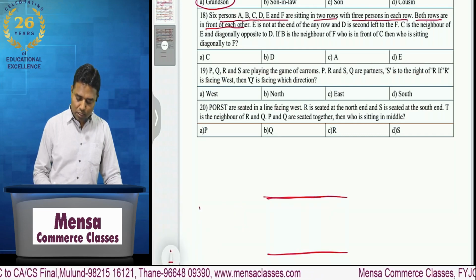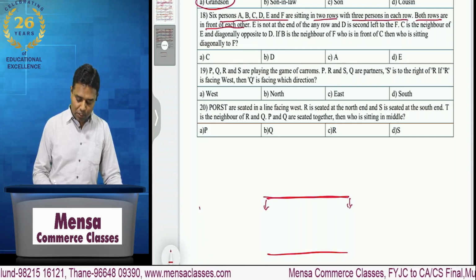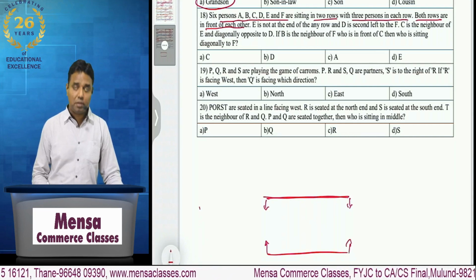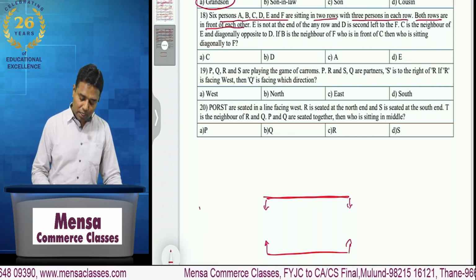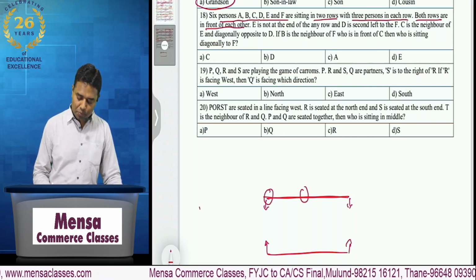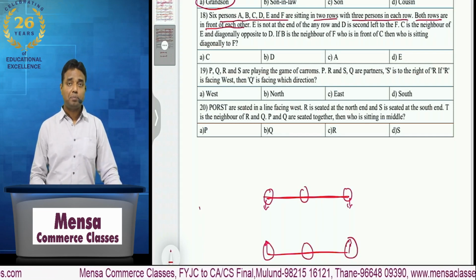Two rows sitting in front of each other. So these persons are facing this direction, these people are facing this direction, right? Now what does the question say? 3 persons in each row. So 3 people in each row, that is the question saying.